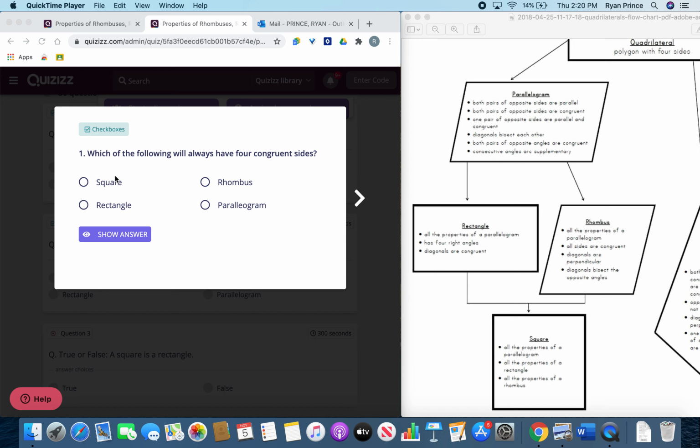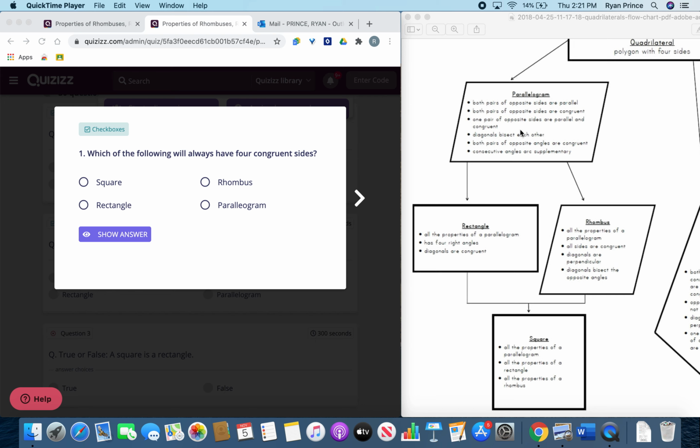All right, so the first question says, which of the following will always have four congruent sides? Well, if I look over here, nothing under parallelogram says it has four congruent sides. Nothing with rectangles does. But if I look over at rhombus, it says all sides are congruent, okay? Which obviously all sides is four sides. There's four sides in quadrilaterals. Well, if the rhombus has all sides congruent, then the square definitely does too, because the square is a special type of rhombus. That's why it's below rhombus.